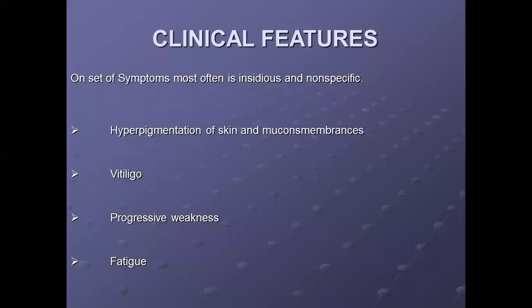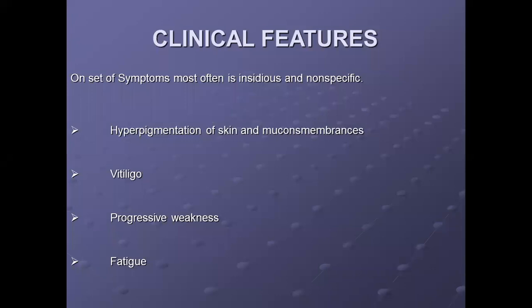Now, if you go for the clinical features, I told you that it may occur alone sometimes. Addison disease may be associated with other autoimmune disorders. Initially, the symptoms are not specific, because cortisol is decreased and aldosterone is decreased. So patients usually have symptoms of hypotension, hypoglycemia, weakness, lethargy, and vertigo due to postural hypotension.